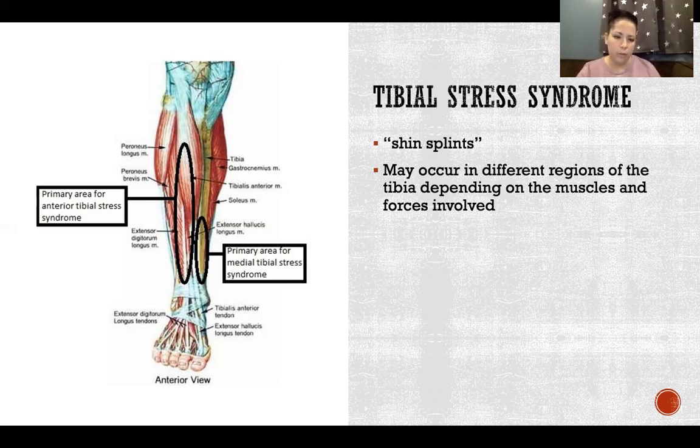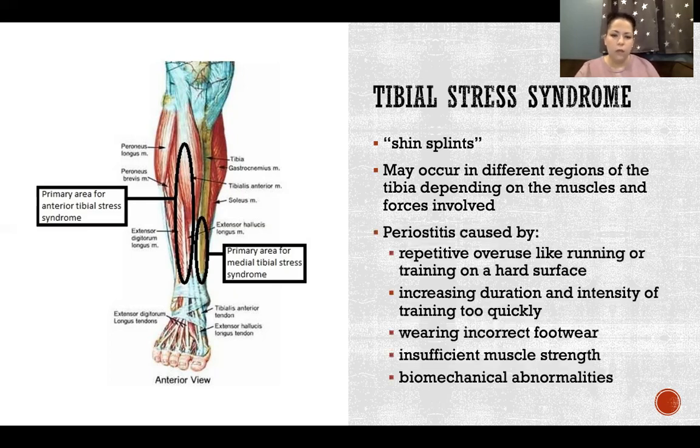So there's anterior tibial stress syndrome and medial tibial stress syndrome. And in both cases, it's what we refer to as shin splints. So what's happening is the muscles are yanking on the bone where they're attaching to the bones. They're yanking on the tibia. So the periosteum is that outer sheath, outer covering of the bone. And so when the muscles are pulling, it can cause inflammation of that periosteum, and that's periostitis. And that's what's happening in tibial stress syndrome.